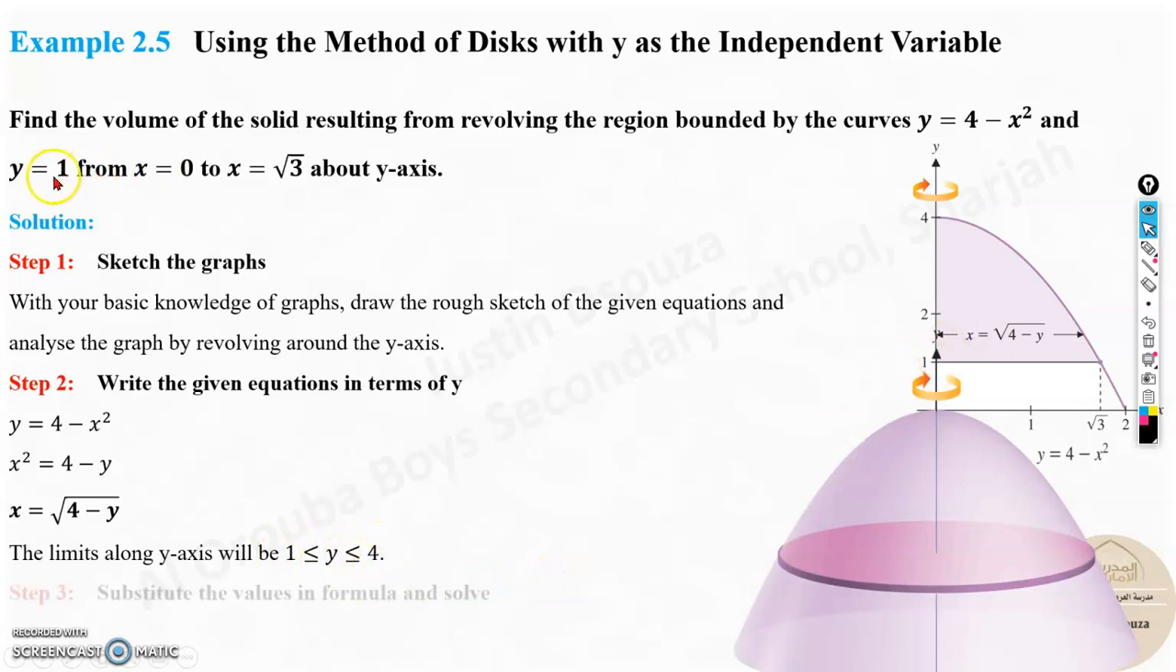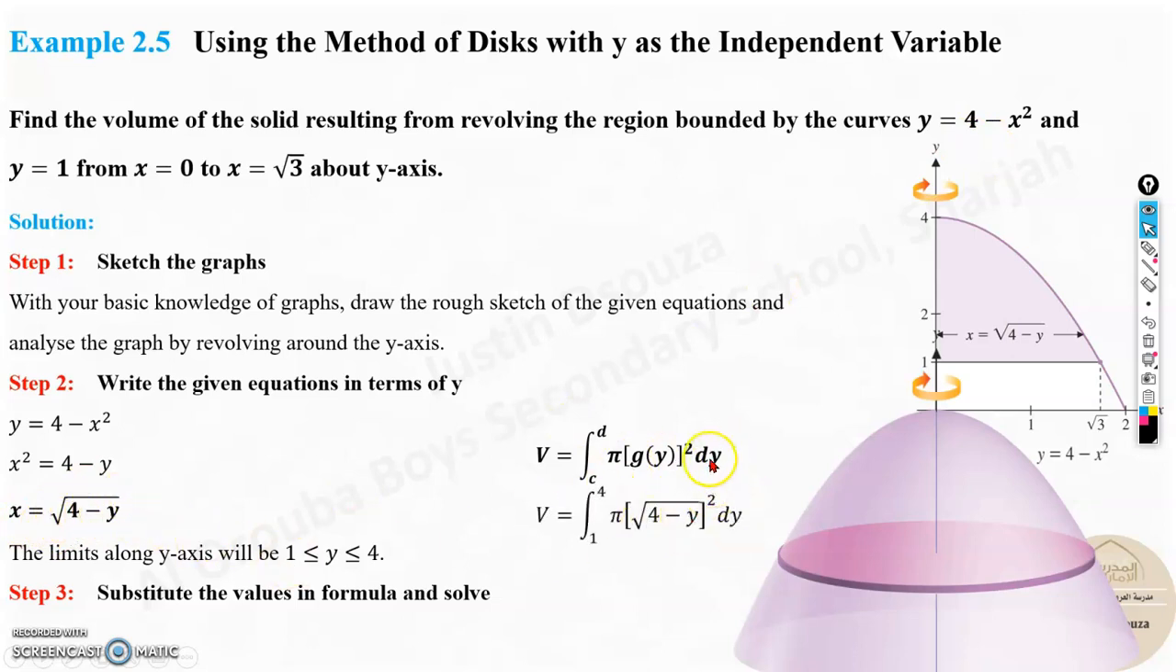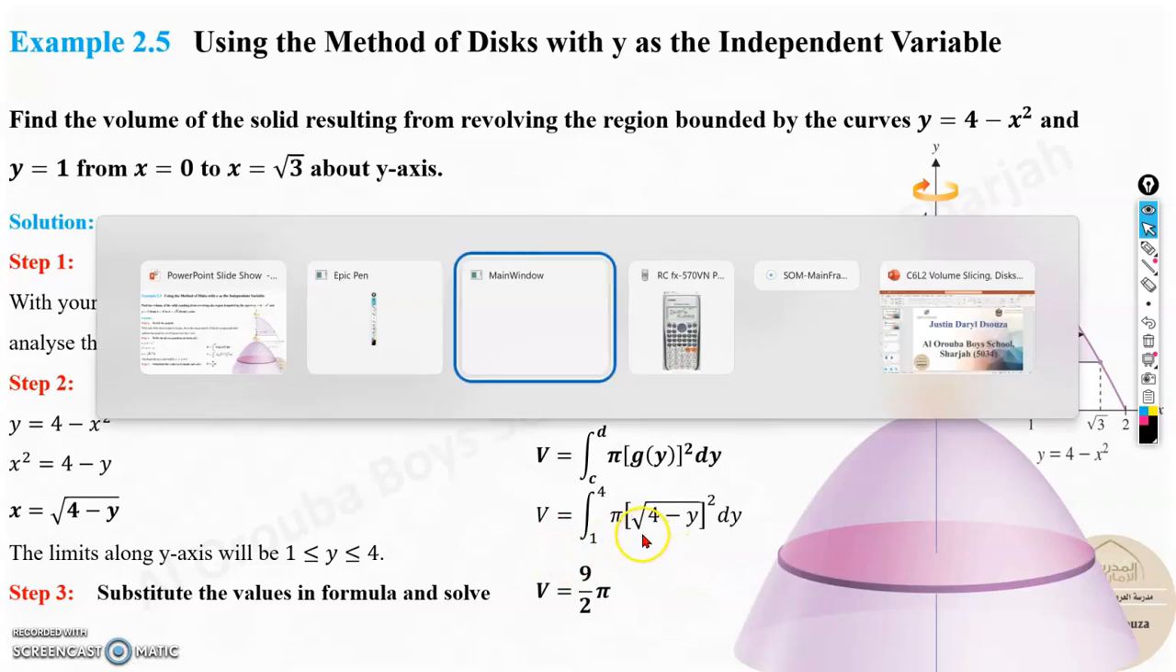Why? Because 1 is given. y must be greater than 1, but less than or equal to 4. Substitute in the formula. This is the formula. Limits are from 1 to 4. Pi, the function is given over here. This is the function, square root of 4 minus y, dy. Look, the formula will have dy, that means all this function will be in terms of y. Variable is y. Put it in the calculator and you'll get the answer.